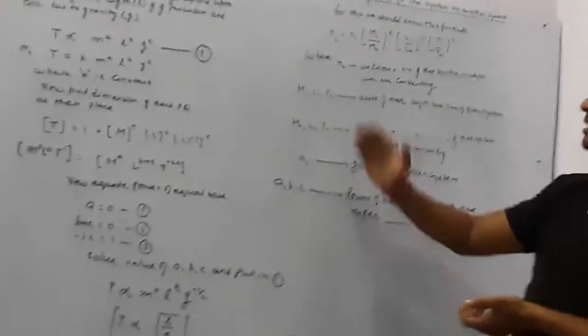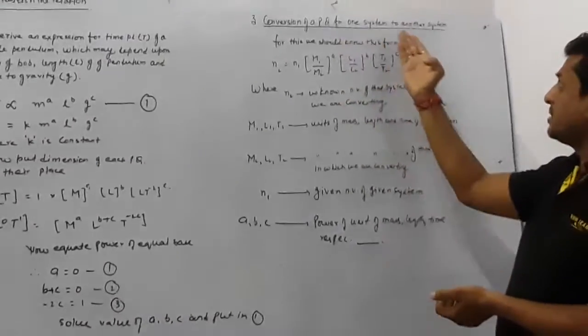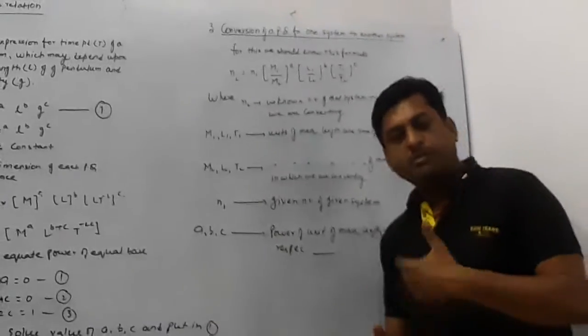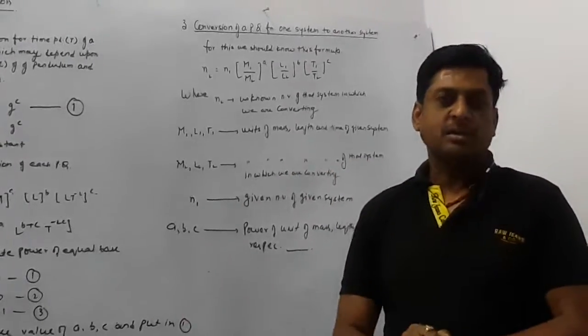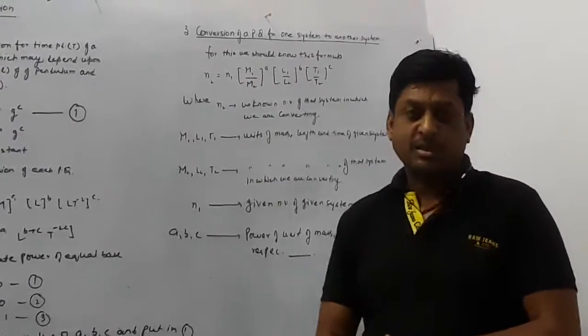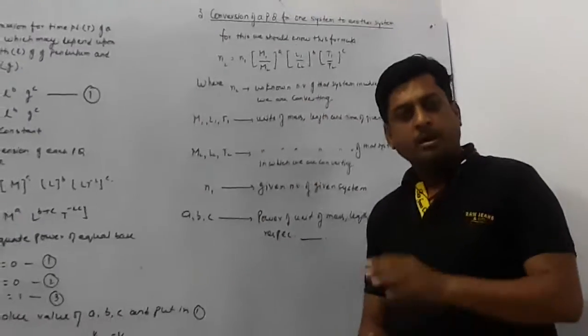Now, the third one is conversion of a physical quantity from one system to another system. If you want to convert from MKS to CGS, or from CGS to MKS, then with the help of dimensional analysis, you can do that.